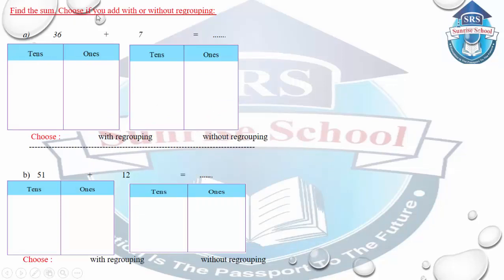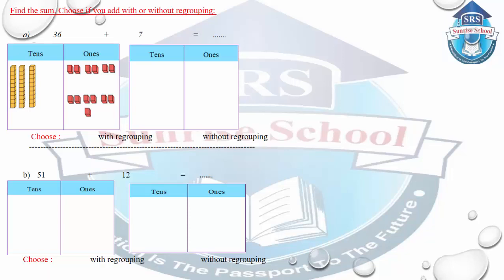Find the sum, and choose if you add with or without regrouping. Here, 36. Let's represent it in tens and ones, bars and squares. 30: 1, 2, 3 bars. 6: 1, 2, 3, 4, 5, 6 small squares. Plus 7. There are no tens, but you will draw 7 squares: 1, 2, 3, 4, 5, 6, 7. Will you regroup it or not?